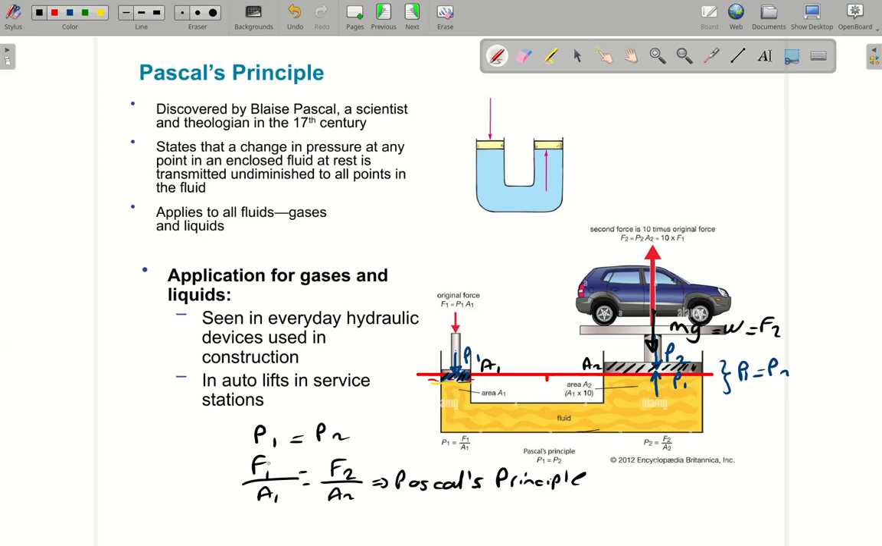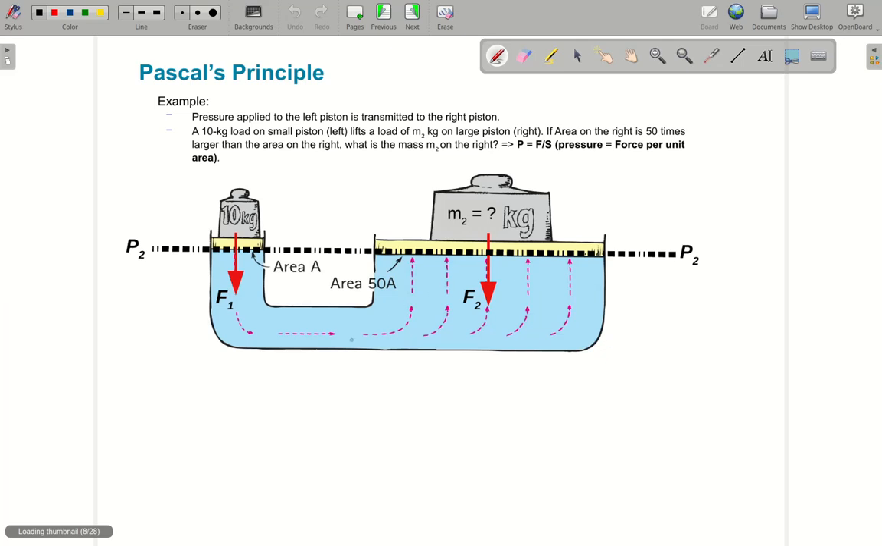Notice here that F1 is inversely proportional to A2. So if I increase A2, I can apply less and less force to lift that car. But solving problems involving that is a very simple idea. I will say the pressures are equal at the same level. So pressure on the left is equal to pressure on the right. F1 over A1 is equal to F2 over A2. And we will solve for unknowns. Let's apply this to a problem. Here we have 10 kilograms on the left and it's lifting another mass on the right.